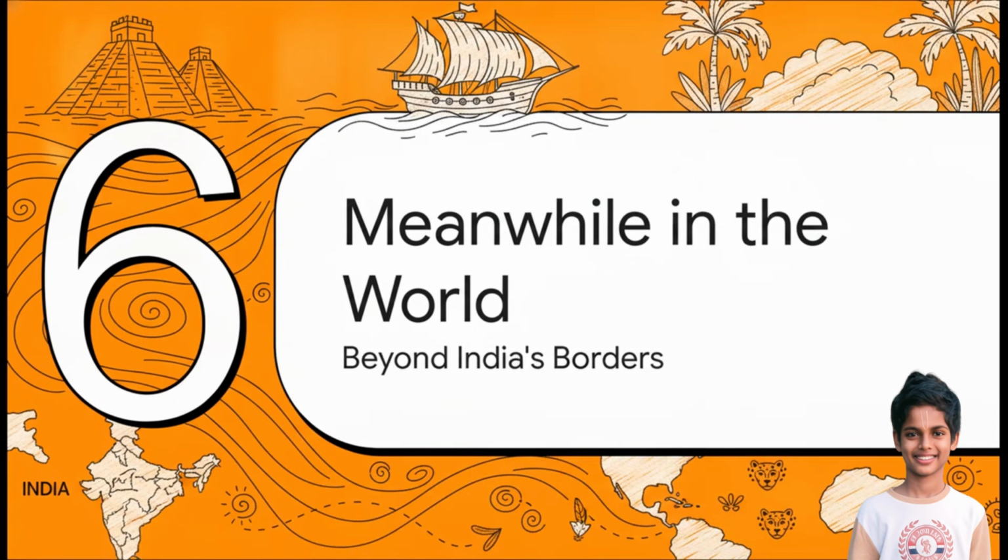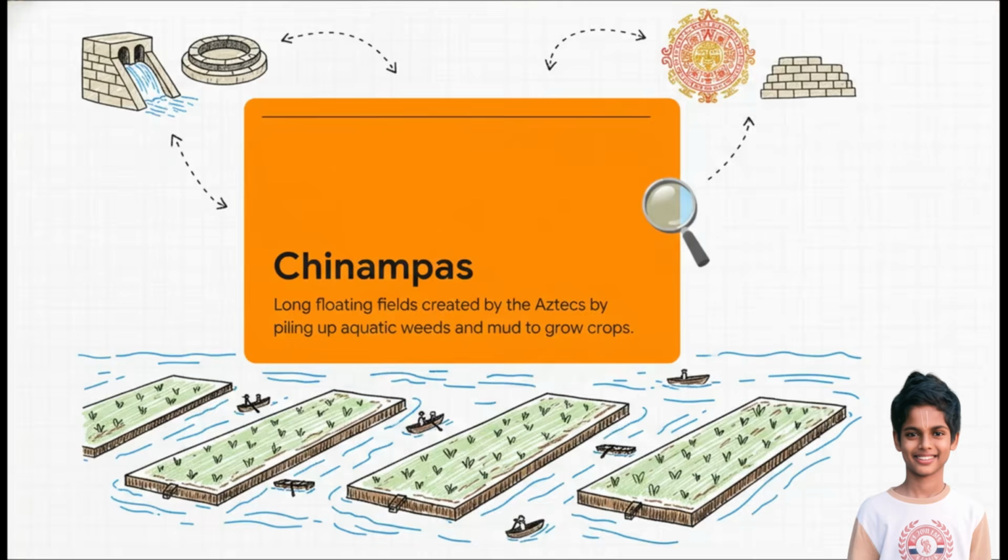Section 6. Meanwhile, in the world. To wrap up today's explainer, let's take a quick, surprising trip across the ocean to see what was happening in the Americas at this exact same time. It is so cool to think about. While our Indian empires were busy building dams and these massive stone tanks for irrigation, the magnificent Aztec and Inca empires were thriving in the Americas.